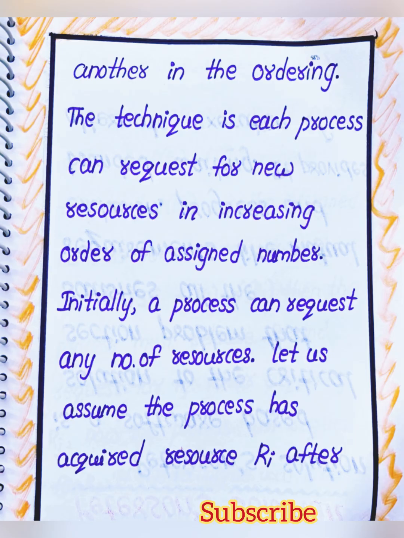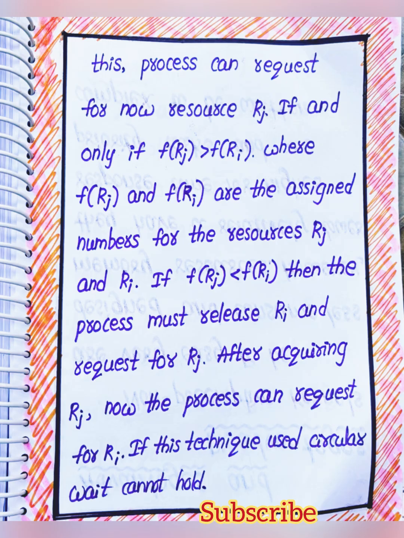Initially, a process can request any number of resources. Let us assume the process has acquired resource Ri. After this, the process can request for new resource Rj if and only if F(Rj) is greater than F(Ri), where F(Rj) and F(Ri) are the assigned numbers for the resources Rj and Ri. If F(Rj) is less than F(Ri), then the process must release Ri and request for Rj. After acquiring Rj, now the process can request for Ri. If this technique is used, circular wait cannot hold.